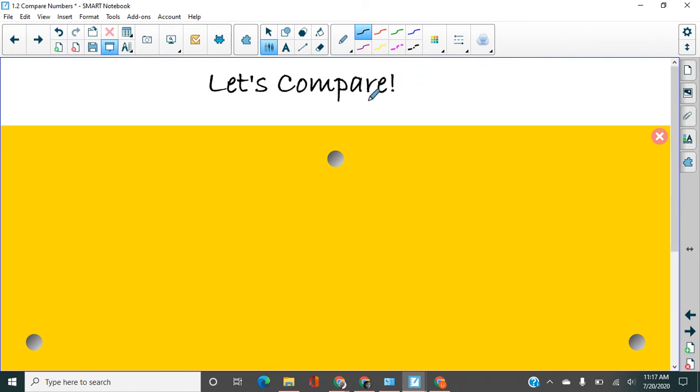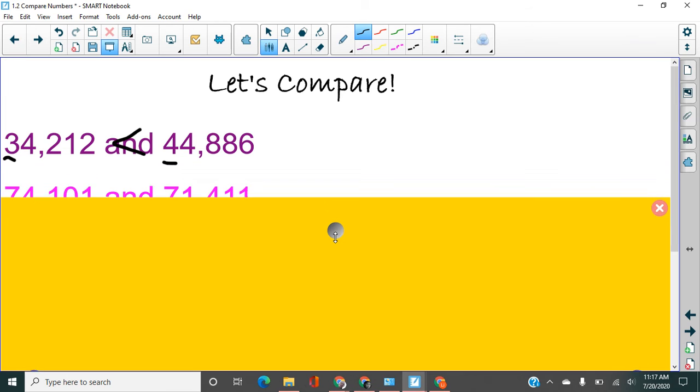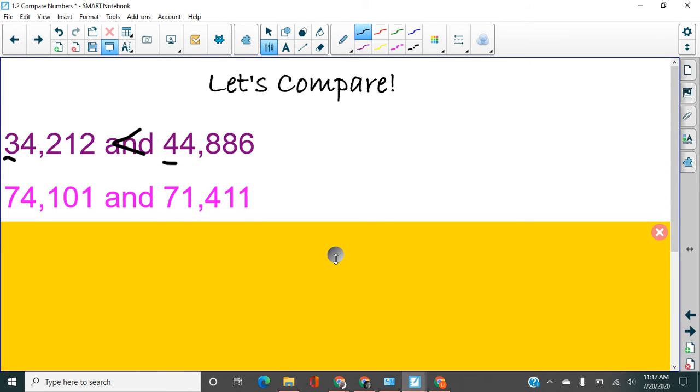Okay? So let's look at a couple more here. Here's our next one, 34,212 and 44,886. Well, these are both 5-digit numbers, so we can just start at the first digit for each. We have a 3 worth 30,000 and a 4 worth 40,000. So our larger number has to be this one, 44,886.